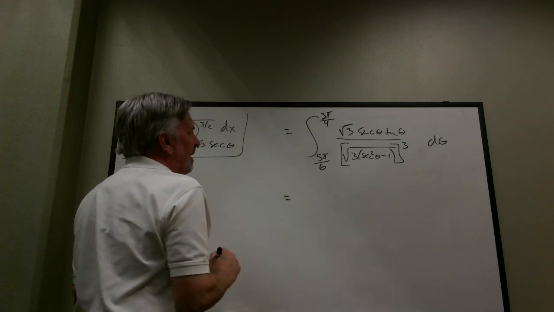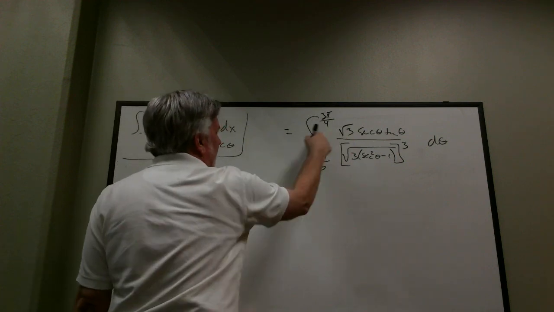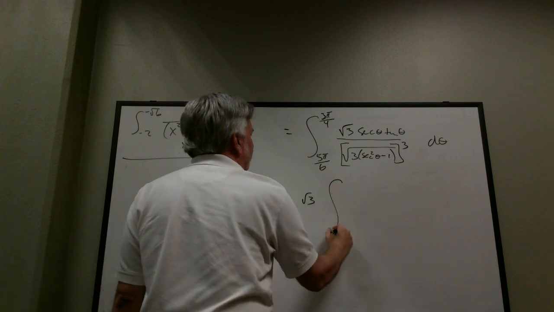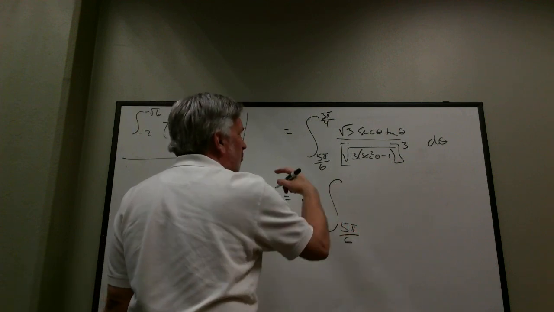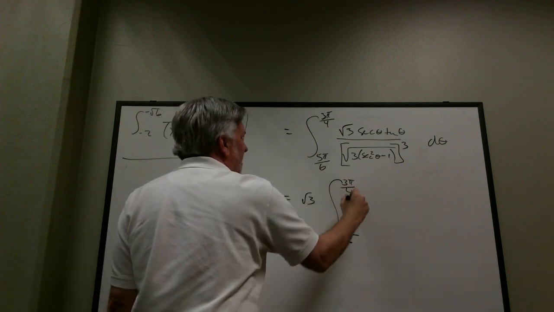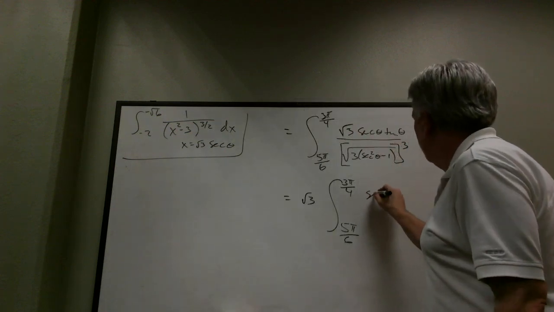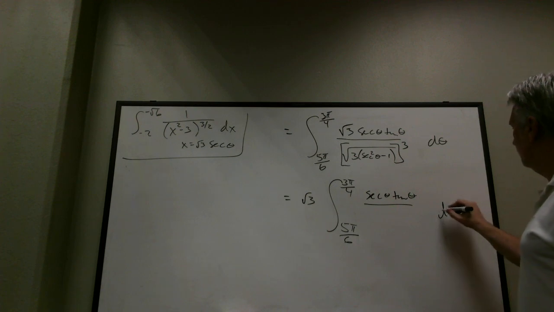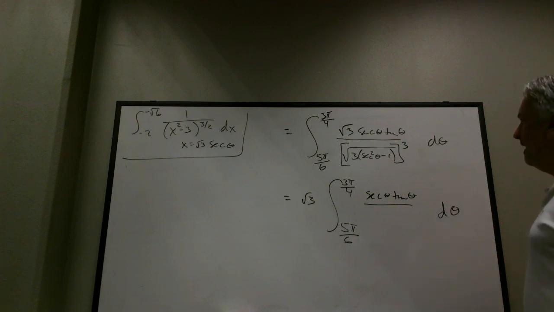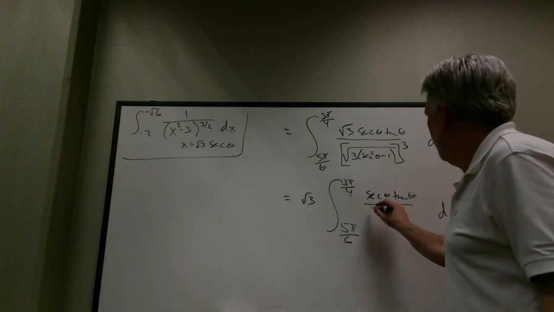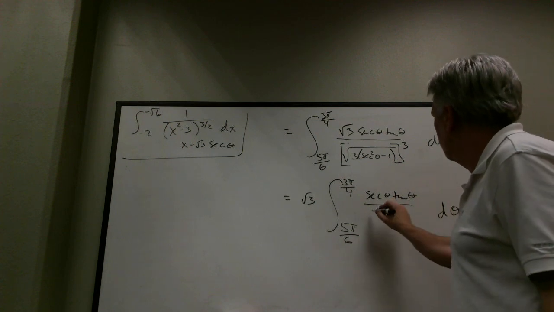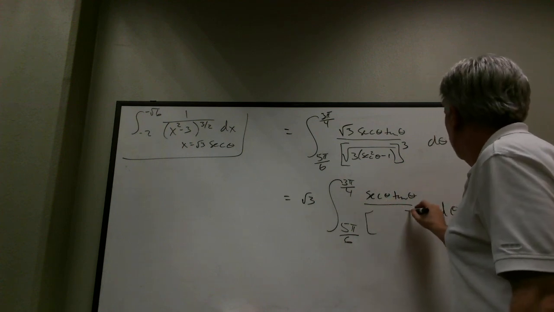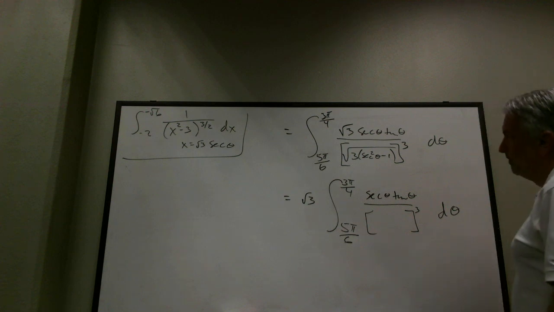I could have pulled the root 3 out front. So I'll do that. I'm going to pull the root 3 out front. Again, write complete steps, please. I still have a secant tangent in the numerator, and the d theta out here. Okay, now we have to be careful here. Again, I'm not worried about the cubes so much. Let's just focus on the constant first.